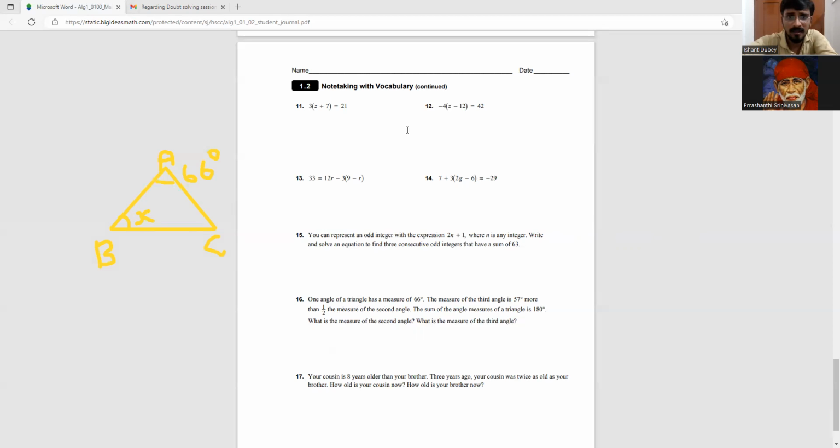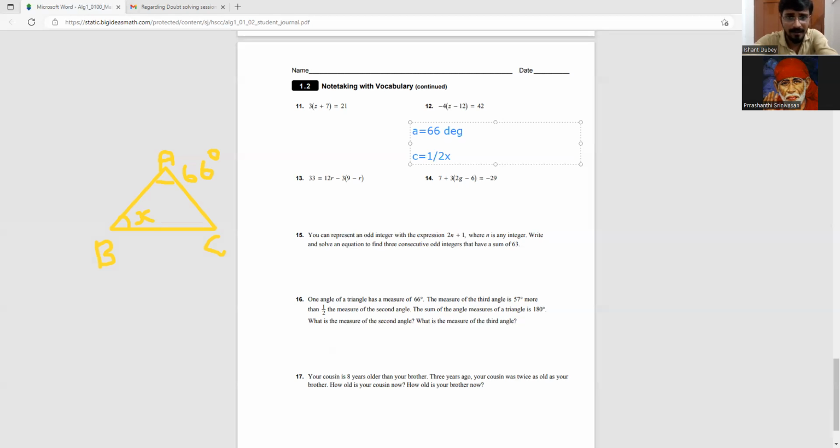Angle A is equal to 66 degrees, right? Now, what about C? They are saying it is 57 degrees more than half the measure of the second angle. So half the measure of the second angle means whatever half of the second angle is, half into X. So I can say 1 by 2 into X.